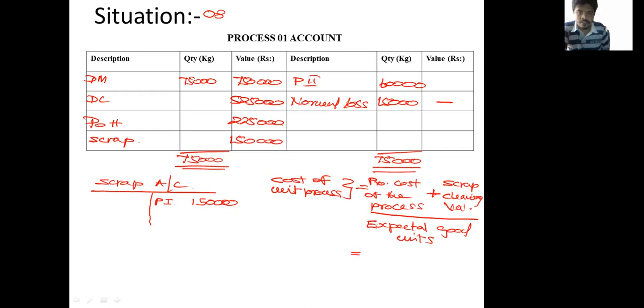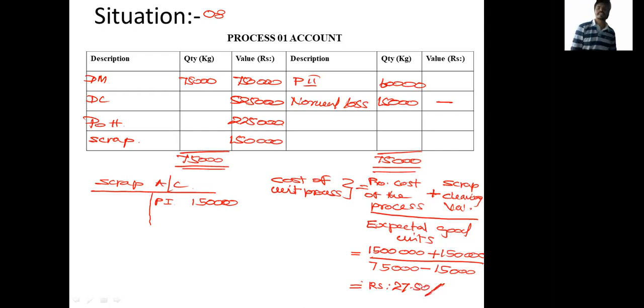Here you can see process cost 750,000, 525,000, 225,000. Earlier we got this 1.5 million, plus scrap value 150,000, divided by expected good units, 75,000 minus normal loss 15,000. Value 27 rupees and 50 cents.